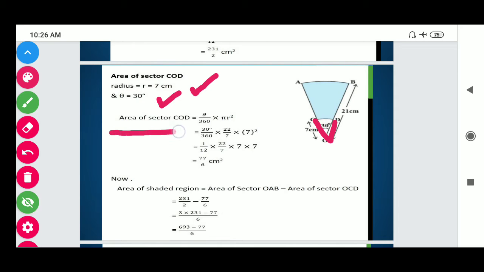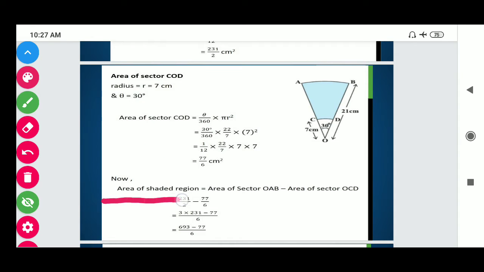So area of sector COD is theta over 360 pi r squared. Again, by using the given values, theta is 30 and radius is 7. 7 and 7 will cancel out and 0 and 0 will cancel out. 3 cancels with 12 to give 1 and 4. So in this way we get 77 over 6 square centimeter.